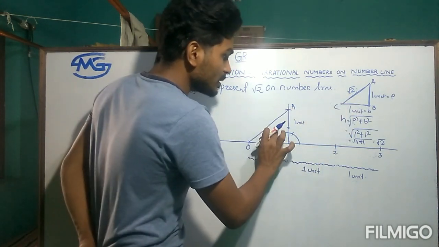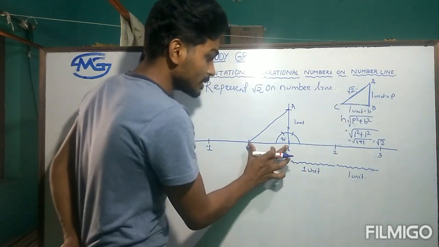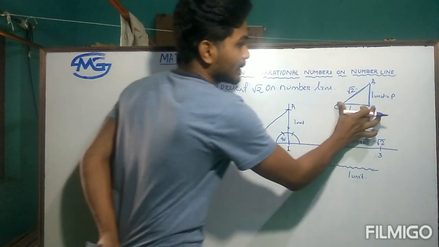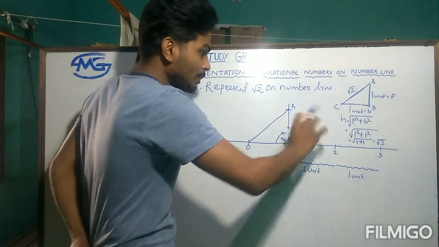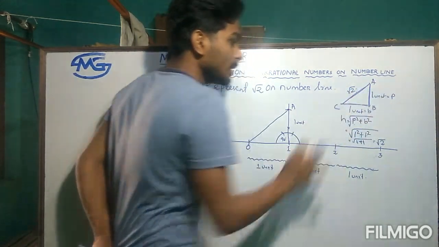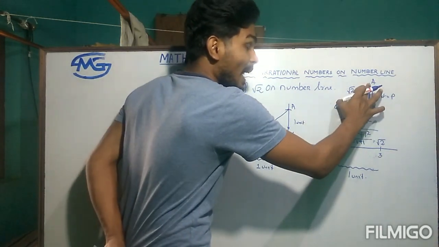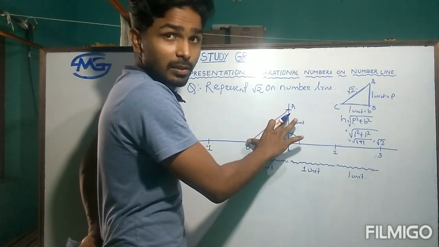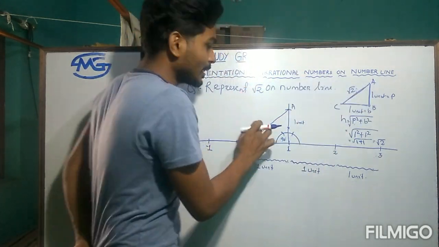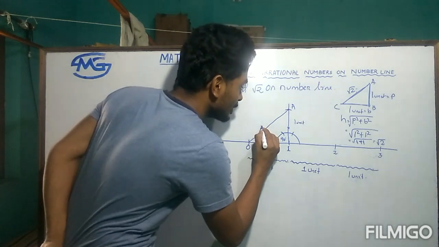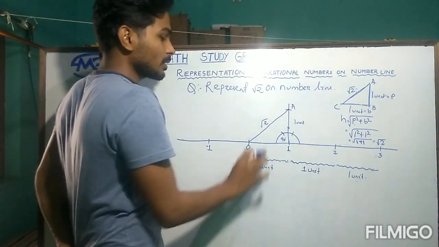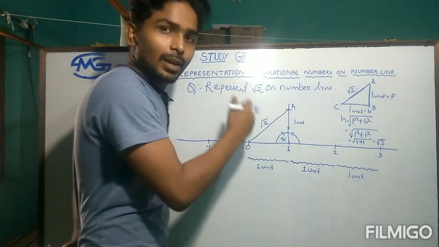See, there is no difference between this triangle and this triangle. Why? Because this is the base part, 1 unit, and this is also the base part, 1 unit. This is the height part, 1 unit, and this is also the height part, 1 unit. So this is the hypotenuse part and this is also the hypotenuse part. If this is root 2, then this value is also root 2. So the distance from 0 to A is also root 2.